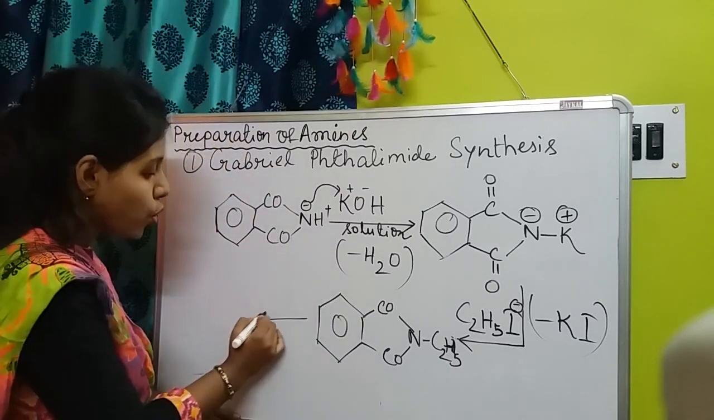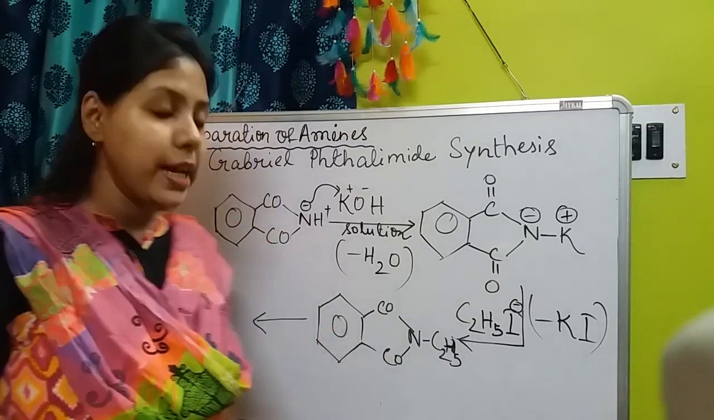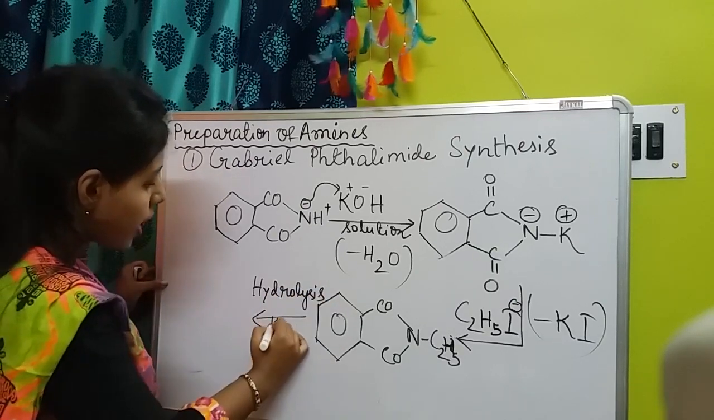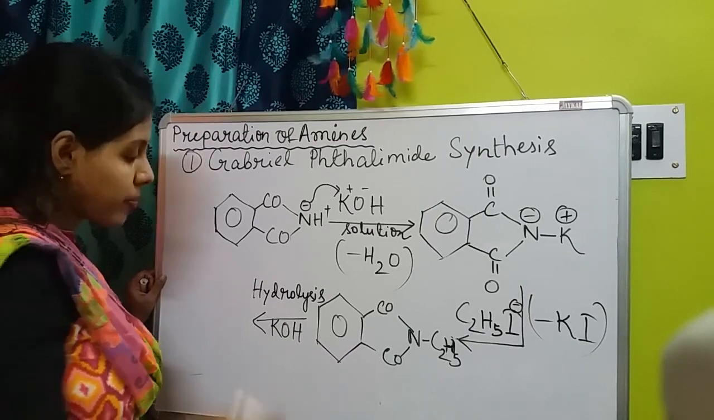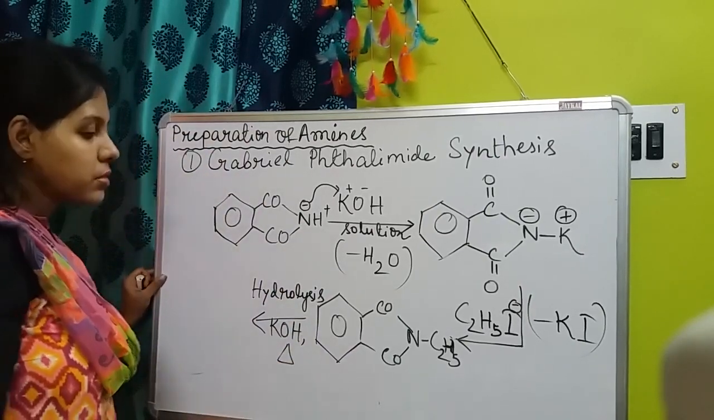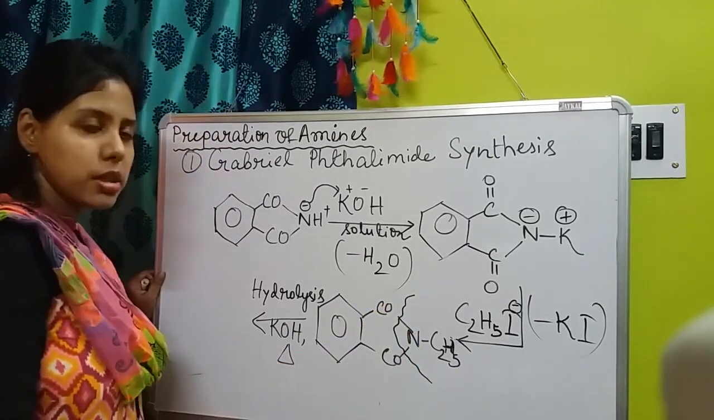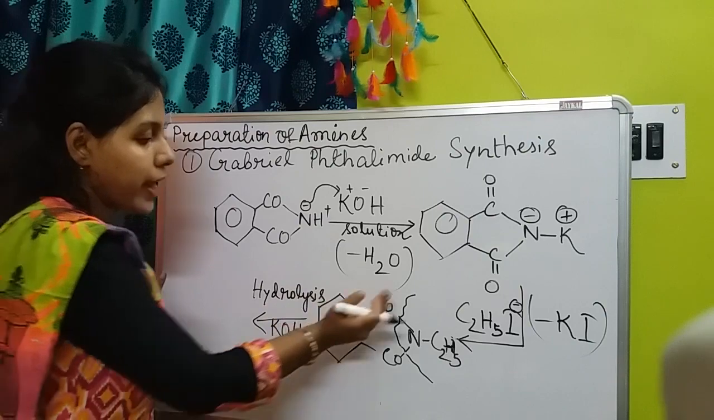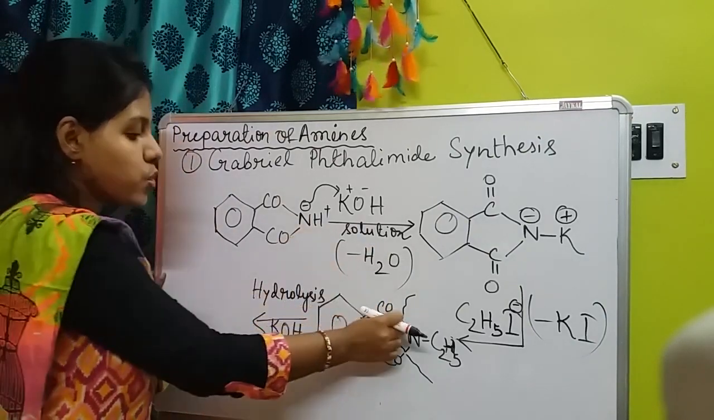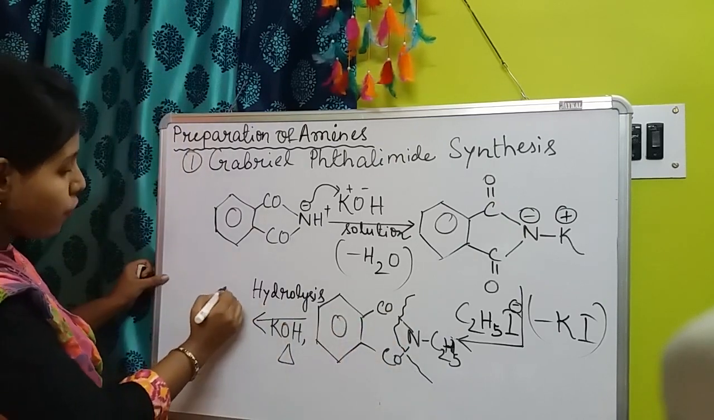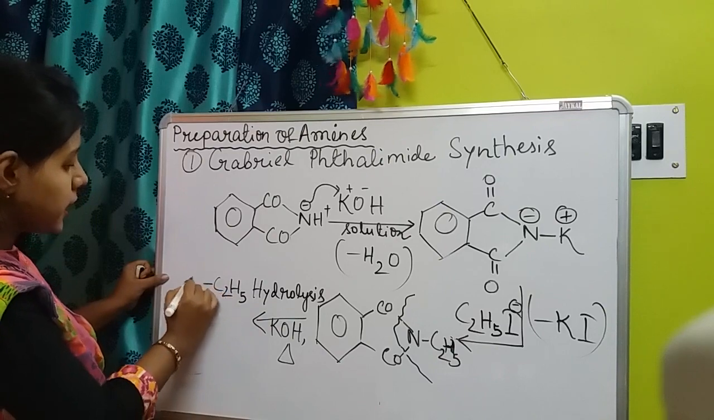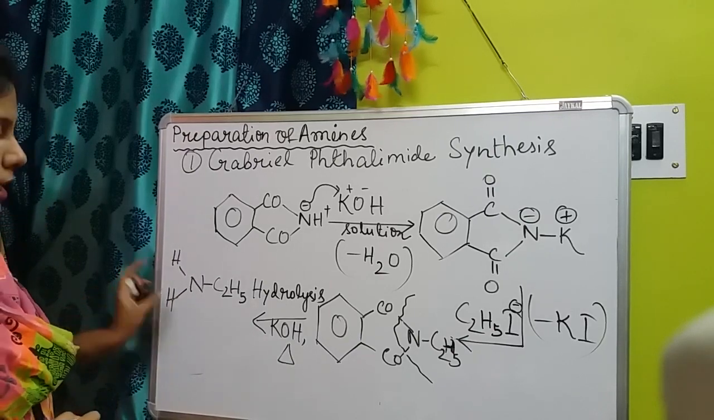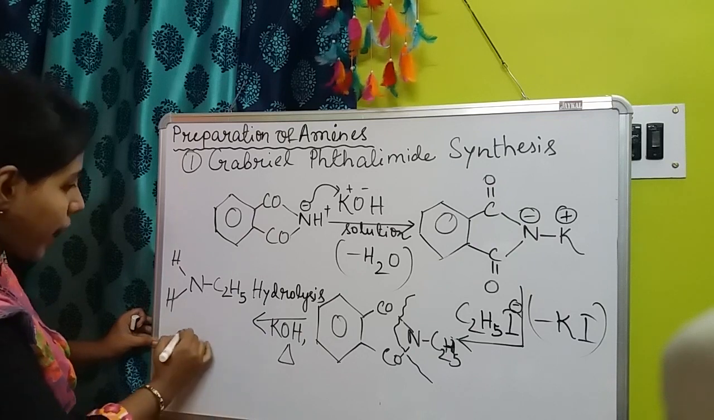So now again we have to do hydrolysis here for the formation of an amine. So hydrolysis in presence of a strong base like KOH or NaOH, then you have to heat this compound. So what will happen? There will be the breaking of this bond, and during hydrolysis two hydrogens will be attached with the nitrogen. This bond will be broken, two hydrogens will be attached with this nitrogen forming this compound C2H5 single bond nitrogen, and here 2 COOK groups.